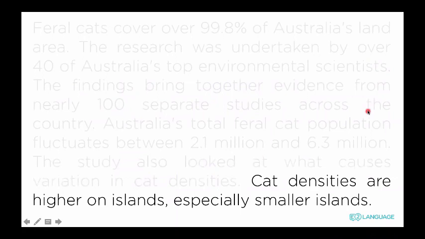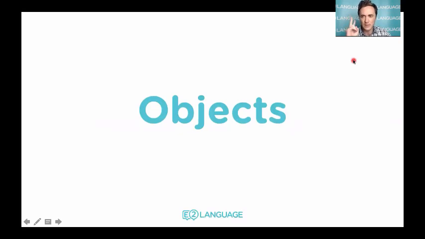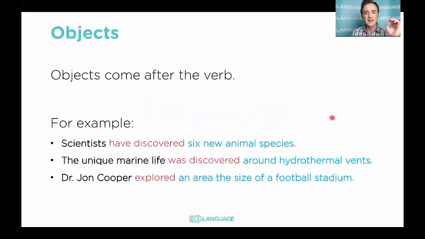Cat densities are higher on islands, especially smaller islands. We know the verb is are, coming from the be verb: is, are, was, were, will be, etc. Therefore, we know the subject is cat densities. Cool. Good stuff. So we've learnt subjects, we've learnt verbs. Now we're on to objects, the third and final part of a simple sentence in English, and how to identify them. Sweet.